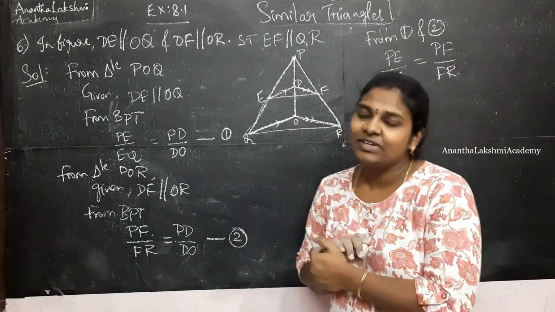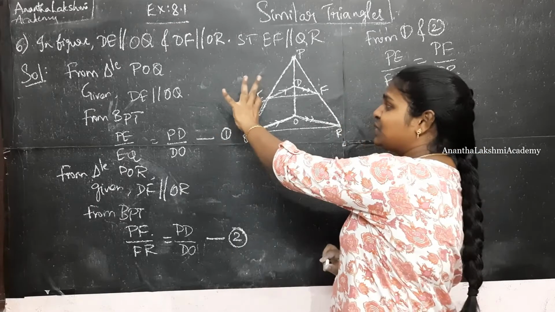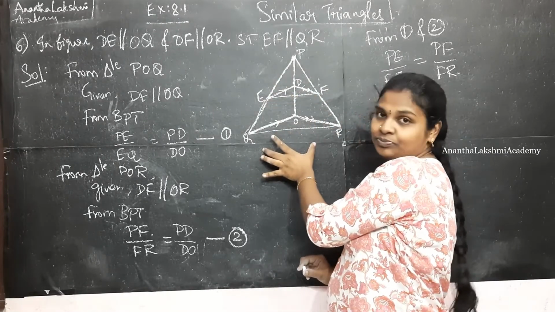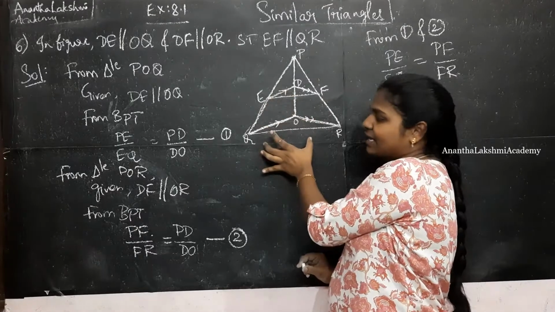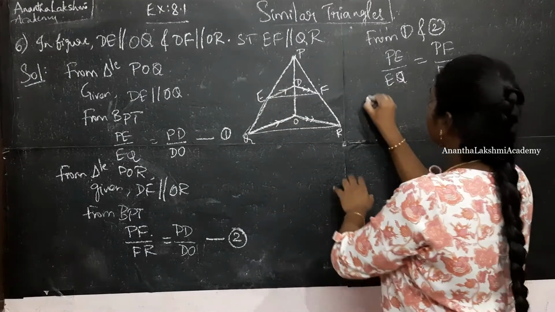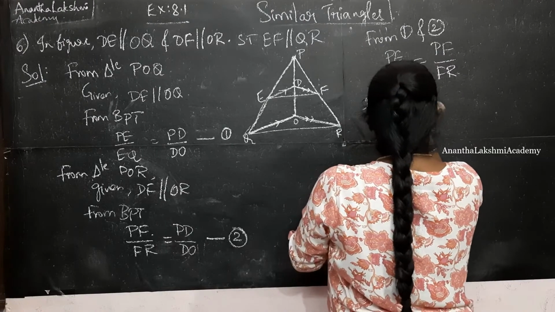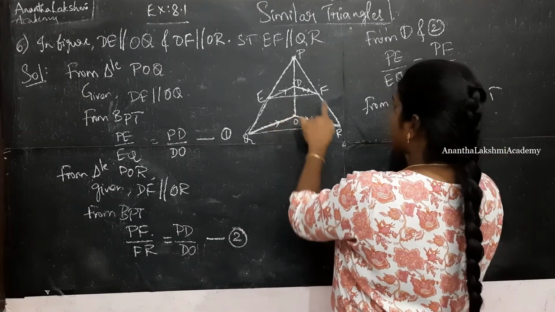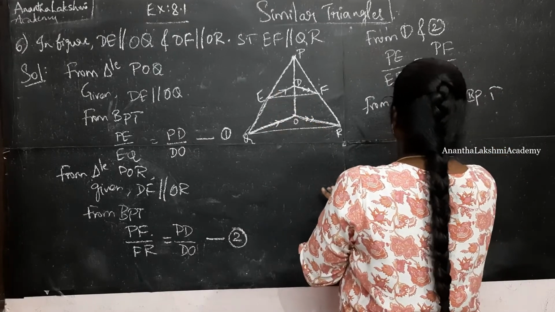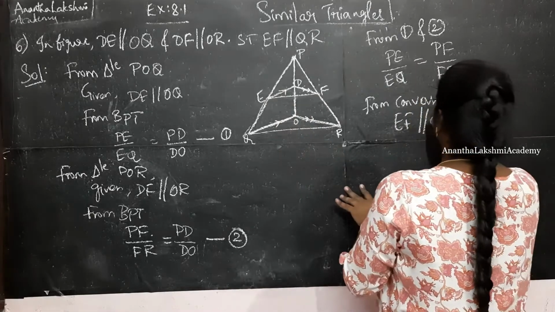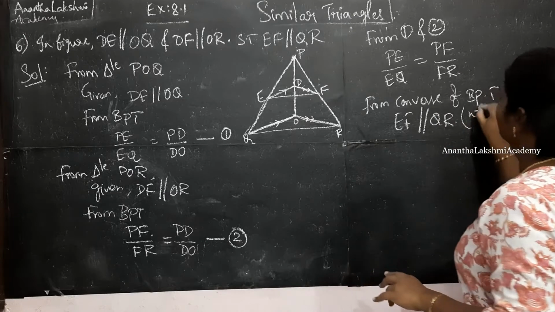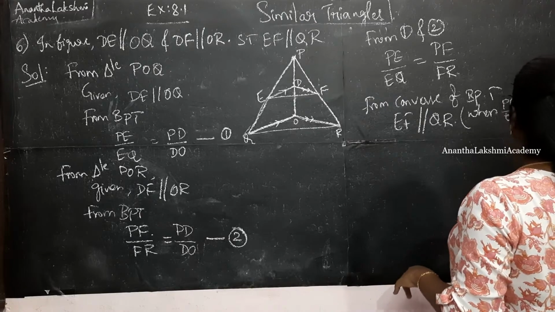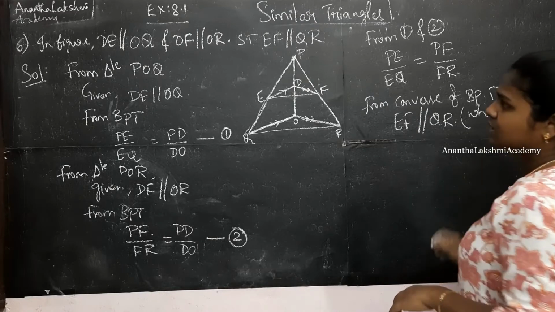Now comes the other theorem, which is the converse of basic proportionality theorem. When the ratios of the other two sides are equal, then this line is parallel to the other side, which is nothing but EF parallel to QR. So from converse of BPT, EF is parallel to QR, when PE by EQ is equal to PF by FR. Okay, so what have we done?